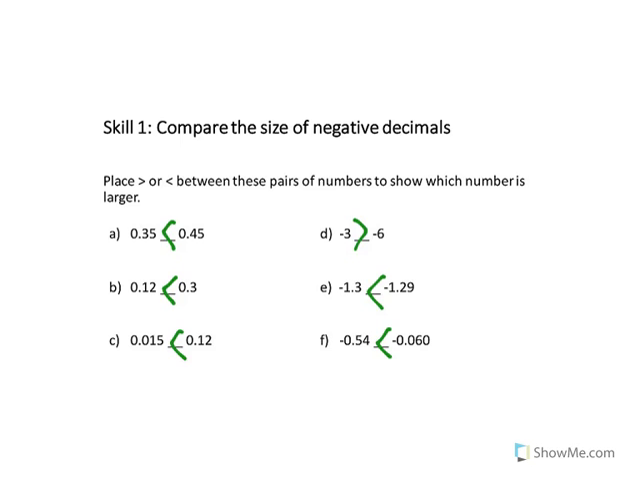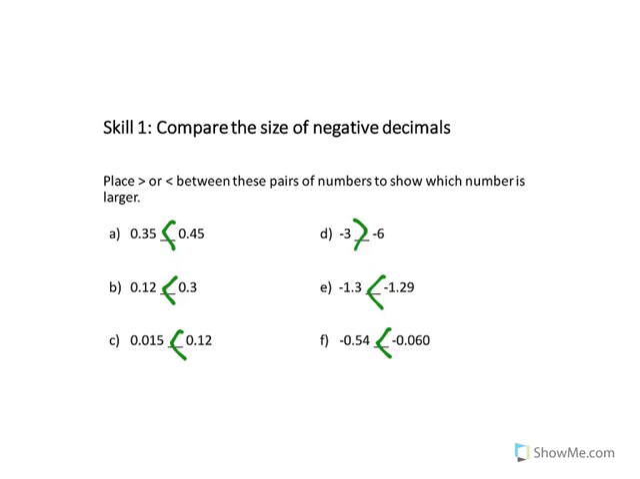If you did these problems correctly, you should have the same answers as me. In A, 45 hundredths is greater than 35 hundredths, because it's the same thing if we think of it as money, 35 cents versus 45 cents. The second one, 12 hundredths versus 3 tenths. Now, when I compare decimals, I like to make my numbers look similar in terms of the number of digits. So if you look at 12 hundredths, there are 2 numbers behind the decimal. If you look at 3 tenths, there's only 1 number behind the decimal.